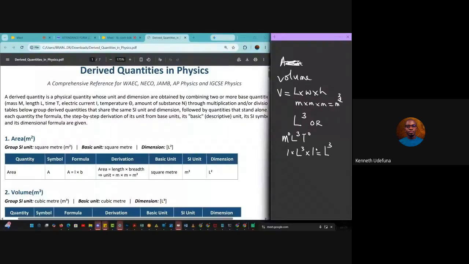In your JAMB, most times, especially JAMB, they love that. They can give you something like this, and probably you may not know that this dimension simply means the dimension of volume. Why? Because L cubed is the only thing there. Every other thing there is not useful. So just take note of this that I said. Just bear it in mind.